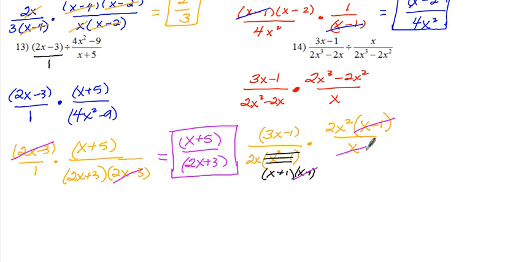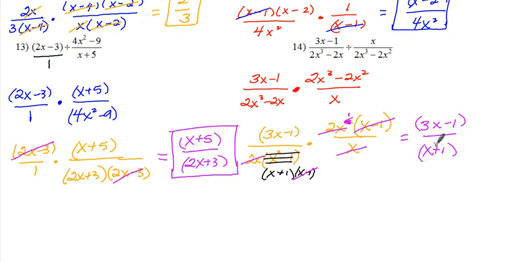This x and this x can cancel. I'm going to bring him down to a power of 1. This 2x and this 2x cancel out cleanly. And I'm left with things, this 3x minus 1 and this x plus 1 cannot cancel. So that's what I'm left with. 3x minus 1 is left on top, and x plus 1 is left on the bottom.